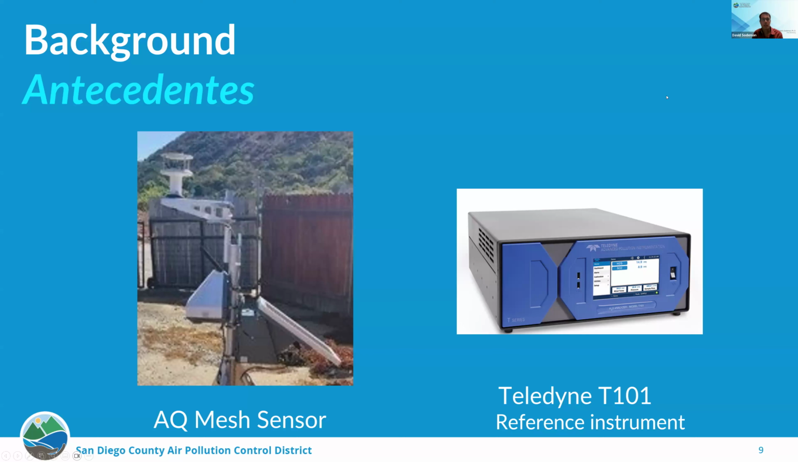The district was able to secure an EPA grant to procure 6 AQ mesh sensors and 1 Teledyne T101 analyzer to primarily track hydrogen sulfide levels over time, which is the main odorous component of untreated sewage in and around the Tijuana River Valley. The AQ mesh sensors operate on a solar battery system, which allows us to deploy them where we don't have access to power, and they are connected to a cellular network to transmit data 24/7. The Teledyne T101 analyzer will be used as a reference instrument to apply any needed corrections to the sensor data and will be deployed in San Isidro.